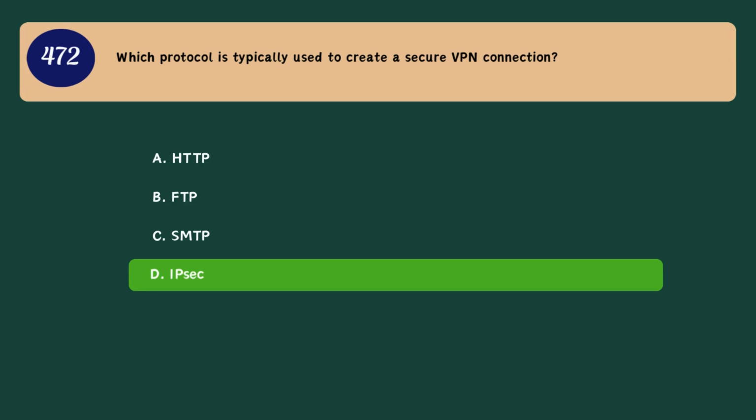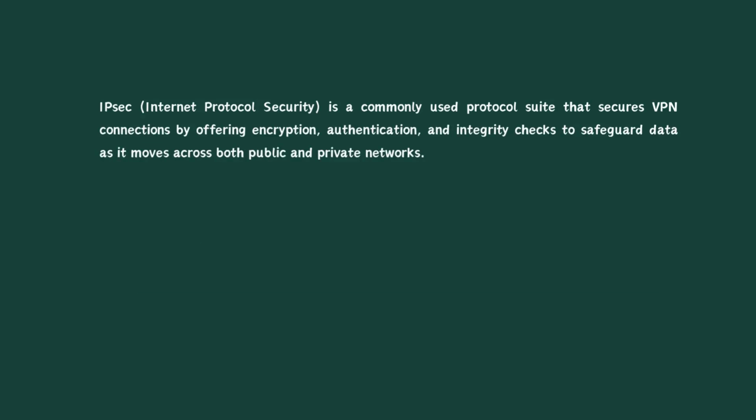Correct answer. D. IPsec. IPsec, Internet Protocol Security, is a commonly used protocol suite that secures VPN connections by offering encryption, authentication, and integrity checks to safeguard data as it moves across both public and private networks.